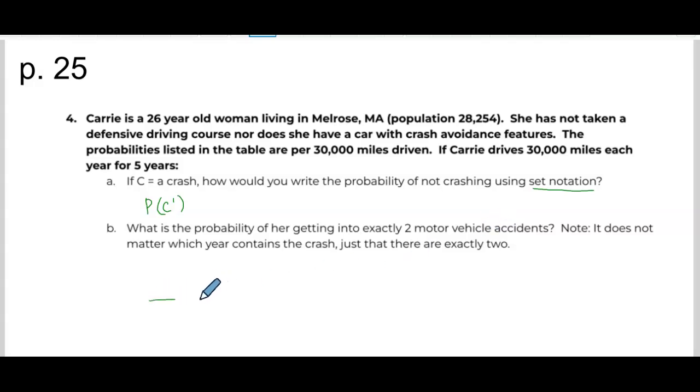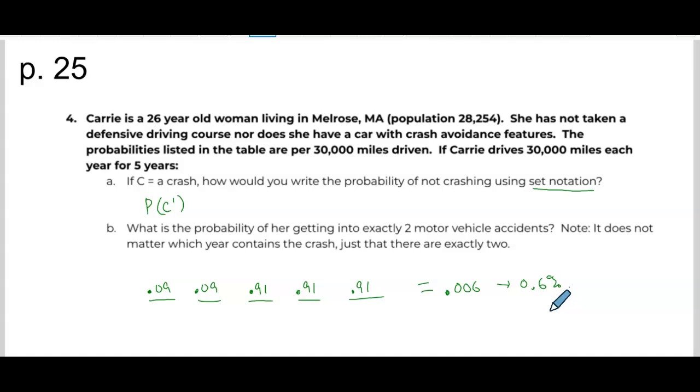Well, if we have year 1, year 2, year 3, year 4, year 5, it doesn't matter which year contains the crash, just that there are 2. What we're going to say is that it's a 0.09 chance here, right, that she gets in an accident. If you look back at the chart, you can see that it's 0.09 for her, and it's 0.09 a second year. We can put these 2 0.09s in whatever 2 slots we want, because it doesn't matter which year it happens. But that means that the other 3 years, she did not get in an accident, so that would be 91%. Right? So if you just multiply all that out, it comes out to 0.006, which is 0.6%.